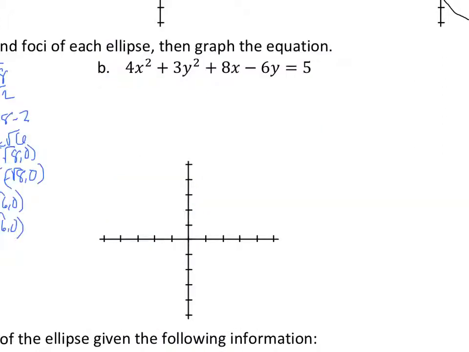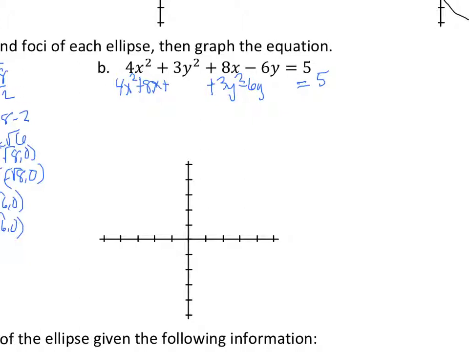So part B now, we've got to do what? Our favorite thing, we've got to complete the square. All right, we give you some easy ones here. So we get 4x squared plus 8x, and then we're going to get something else in there, plus 3y squared minus 6y equals 5.